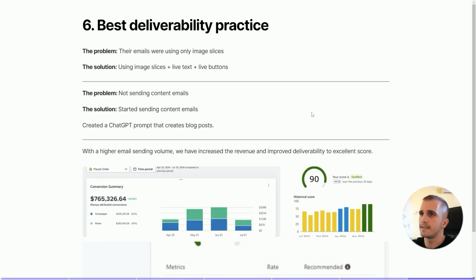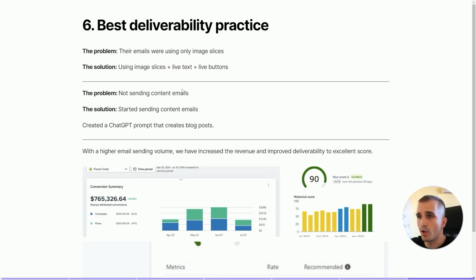And the last thing is that we have applied the best deliverability practice. Their emails were using only image slices, which is not the best for high deliverability. And we have started using image slices in combination with live text and live buttons. So if you send only images with your emails, Gmail, Yahoo, Hotmail, and all these companies are going to recognize your email as an email that consists only of images. And they might think that there's a high likelihood of it being a spam email, and for that reason you might end up in spam and your deliverability can suffer.